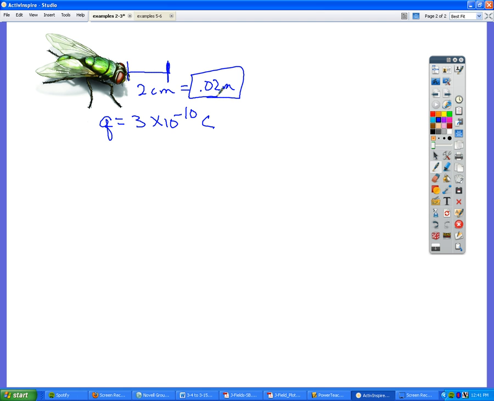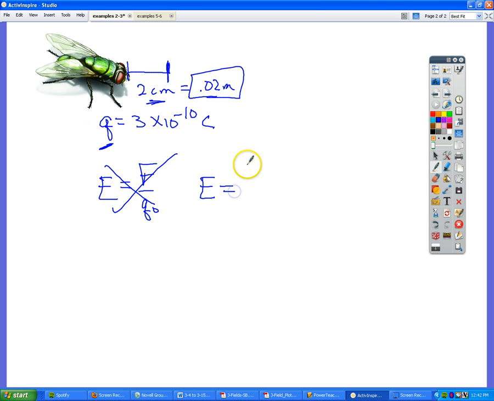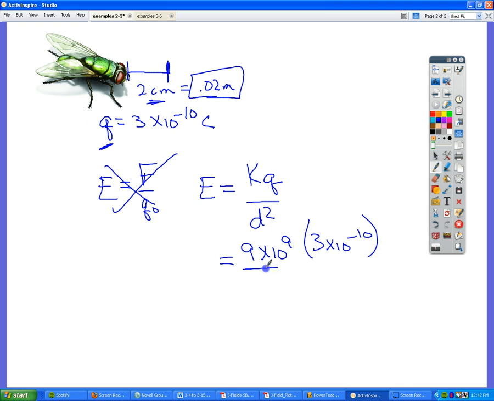You've got to make sure everything is in meters, kilograms, coulombs, just basic units. So let's go ahead and solve the rest of this one. E, we remember electric field, can be equal to a couple of different things. In the last problem, we said it was force over the charge. But in this one, we do have charge, but now we have a distance. So we're going to use a different equation instead of this one. We're going to use E is equal to K times Q, and then that's all over D squared. K, remember, is 9 times 10 to the 9th. Q in this problem was 3 times 10 to the negative 10th coulombs, and then we need to divide that by our distance, which is 0.02 meters, and we do need to square that.